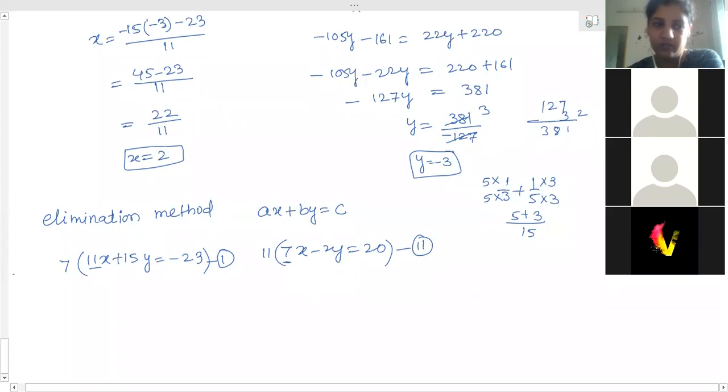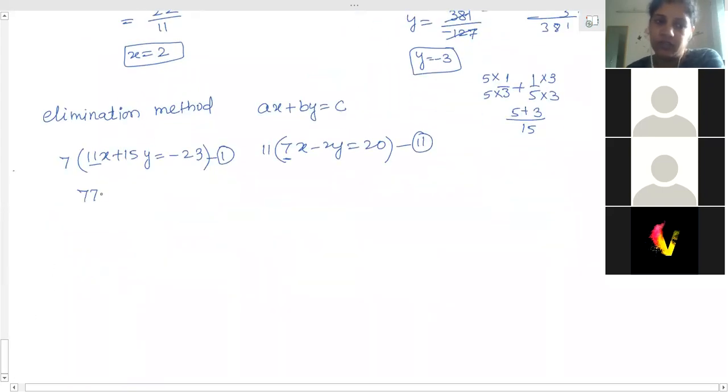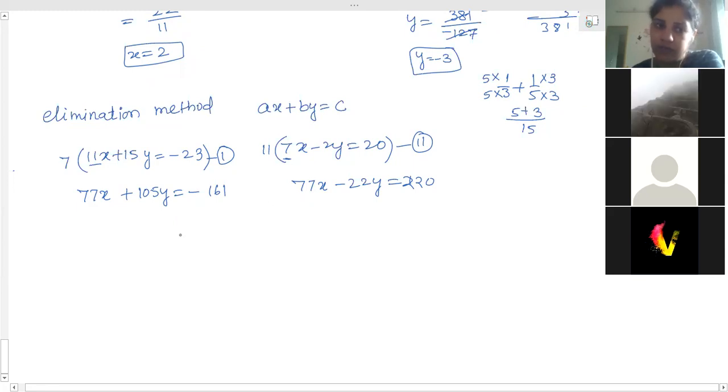Is that clear? Now this is 77x plus 105y is equal to minus, what was the value? 161. And this equation will become 77x minus 22y is equal to 220. Now see the x coefficients. 77 and this is also 77. Now we got it. Now we have to make it 0. What we have to do? We have to add or we have to subtract? Subtract. So write equations one below the other.